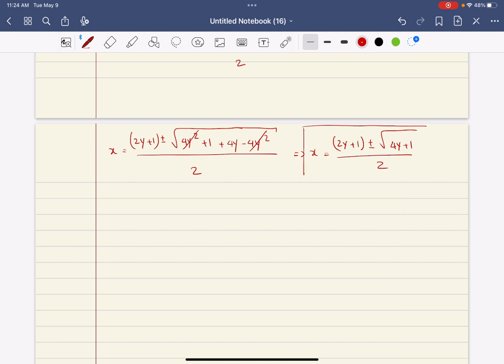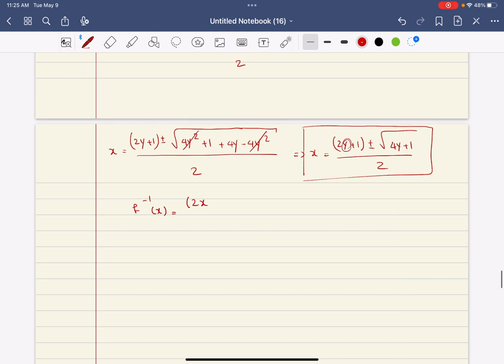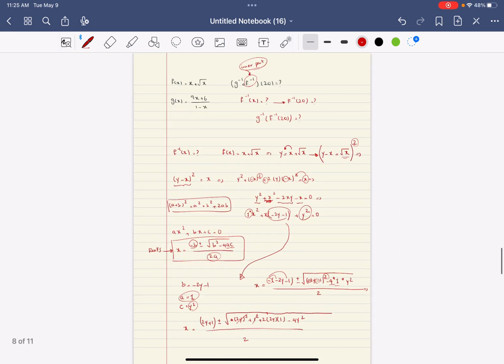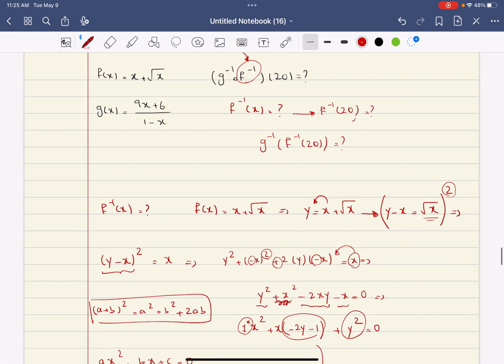This is x as a function of y, right? So it means that the inverse of f(x) is equal to 2x. We have to replace x instead of y in here. Plus minus root 4x plus 1 over 2. This is the inverse of f. So let's find out the inverse of f at 20 to be able to solve the question.